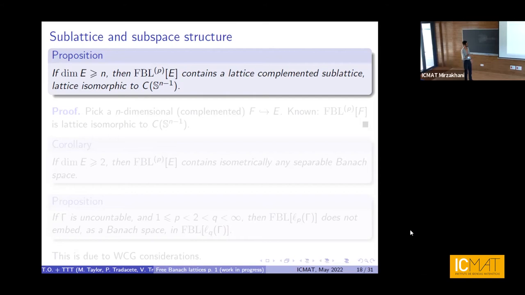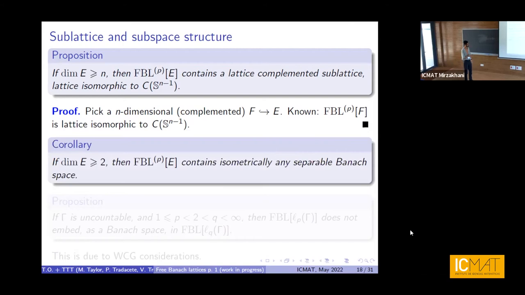Here this is also fairly straightforward, because it's enough to pick an n-dimensional subspace F inside of V. Being finite dimensional, F will be automatically complemented. And then FBL^(p) of F is just the space of continuous functions on the sphere. And it will also be lattice complemented.